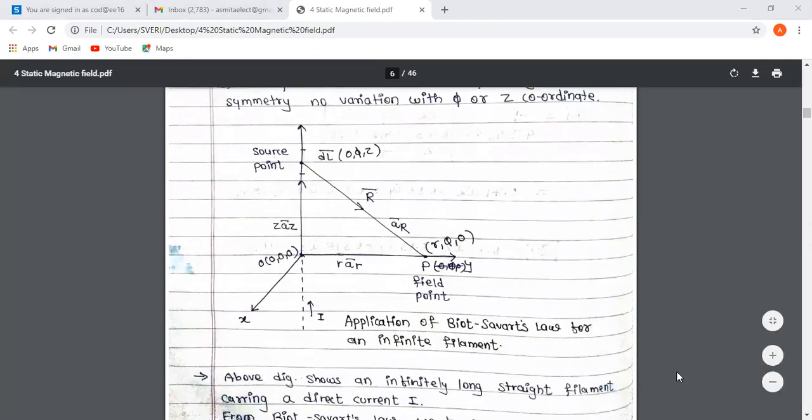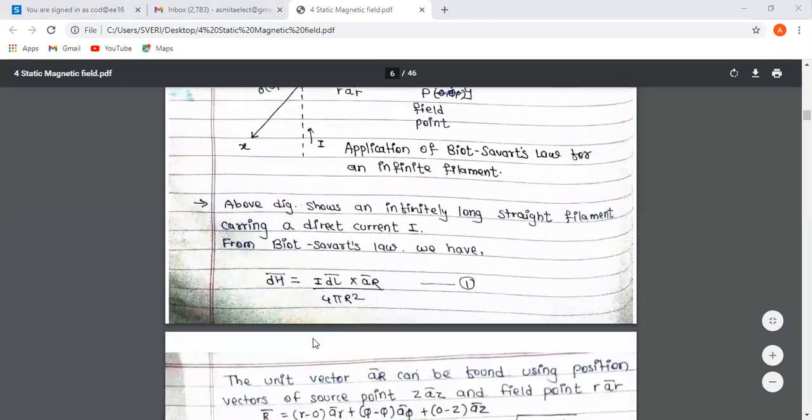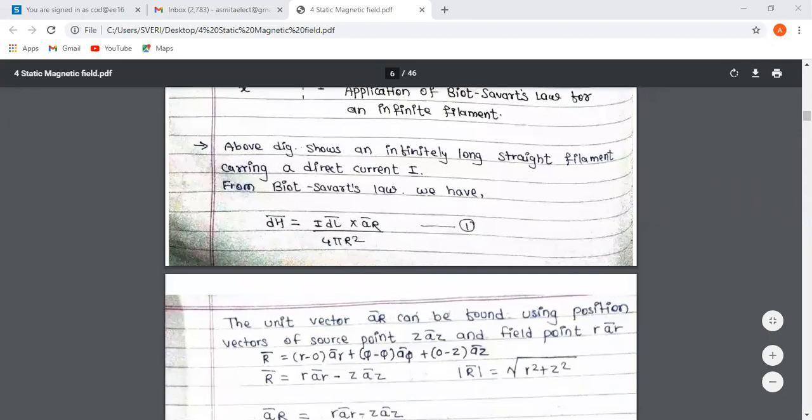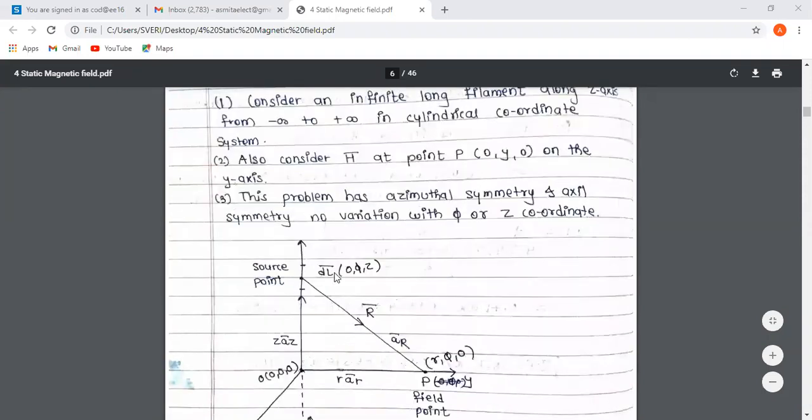So, these are the coordinates. Now we have to find the magnetic field intensity due to this infinite filament. So, just apply Biot-Savart's law, that is dH bar is equal to I dL bar cross a bar R upon 4 pi R square. So we have to again find the unit vector in the direction of point P, because here R is the distance between this dl and point P, and r bar is the vector in the direction of point P.